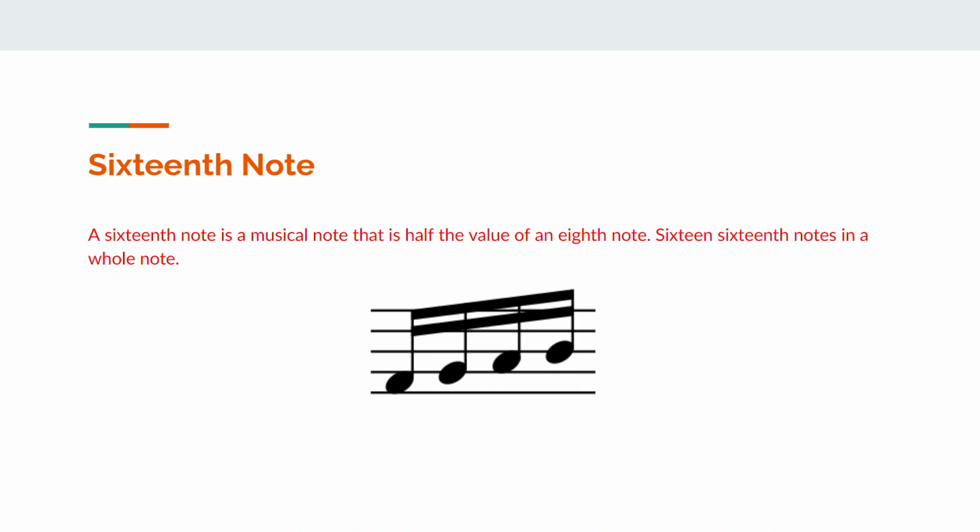So, a 16th note is half the value of an eighth note, but it's also a 16th of the value of a whole note. That's where it gets its name, 16th notes.